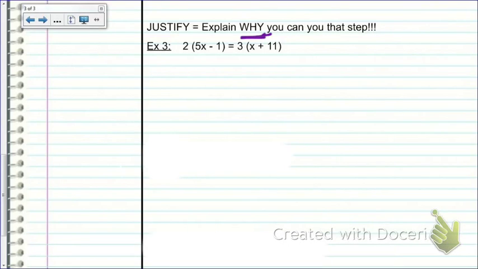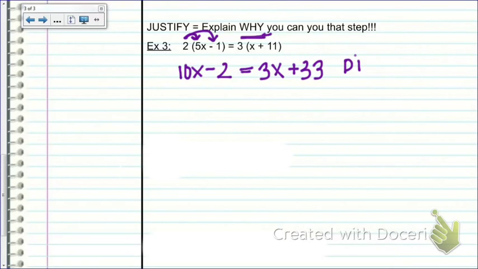So in this example, ladies and gentlemen, what would you do first? I would distribute. So on the left, we're going to distribute 2. So that gives me, is everybody okay if I just multiply and write out the multiplication part? Okay, so that gives me 10x minus 2 equals 3x plus 33. And on the right, we're going to justify that step. So what property did we use? Distributive. So you're going to write distributive property.